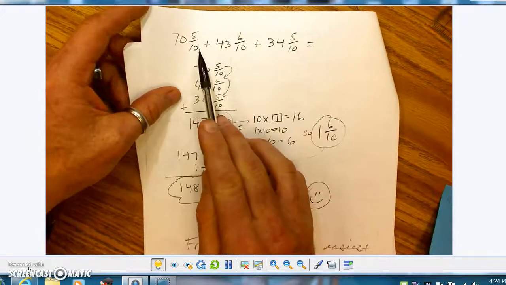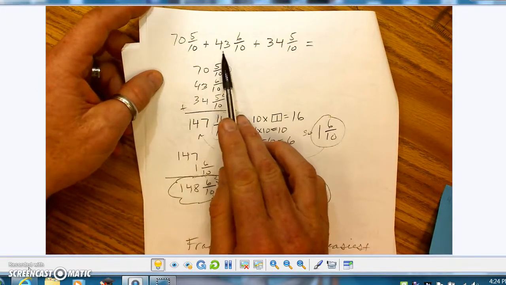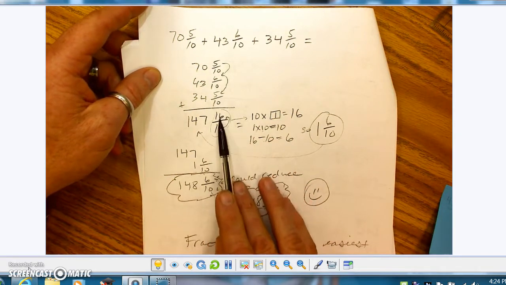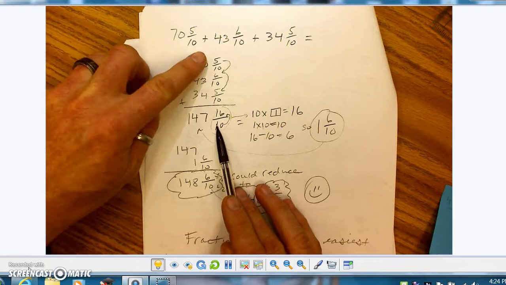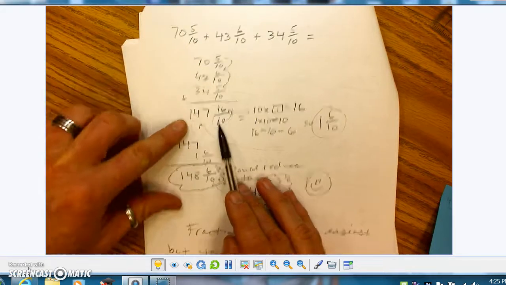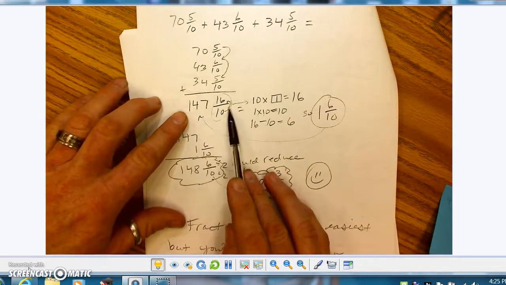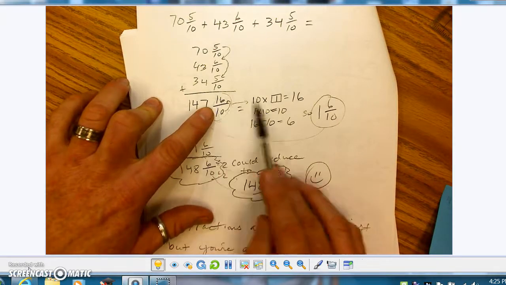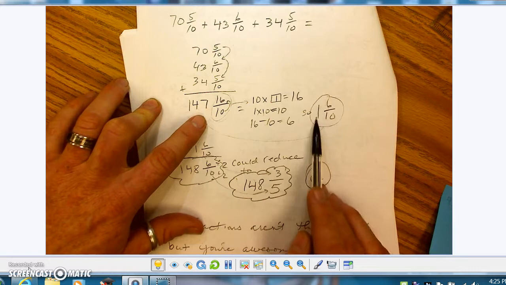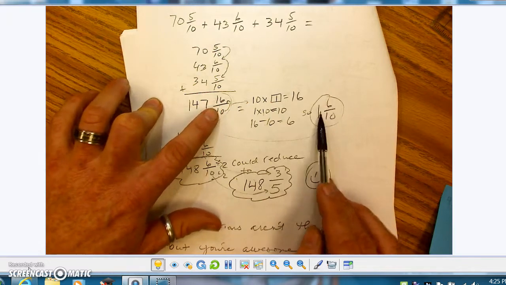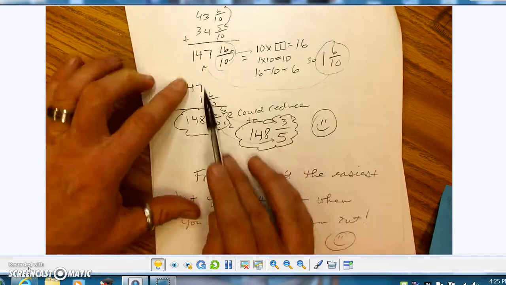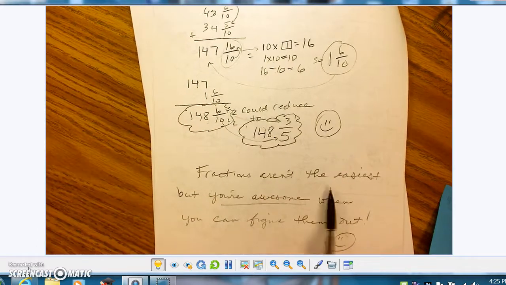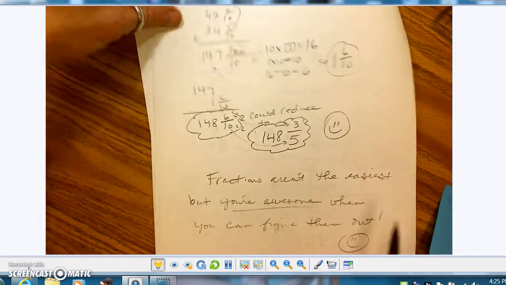Okay, what about adding all this stuff up? 70 and 5/10, 40, you get the idea. So just line all the stuff up and add it all up. Woohoo, everything's looking good because they all have like denominators. You got a 147 and 16/10. That's the only problem. You got to fix this. So 10 goes into 16 once, so that's one whole number. 6 more to get there, so that's 6/10. Add that to your 147, and it brings you to 148 and 6/10. I said fractions aren't the easiest, but you're awesome when you can figure them out.